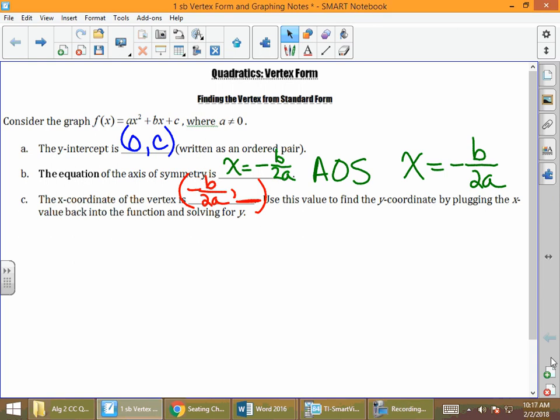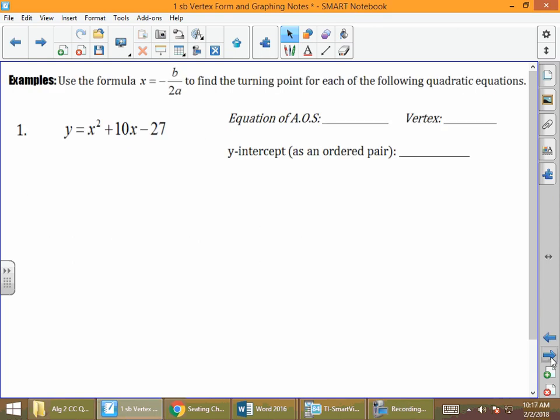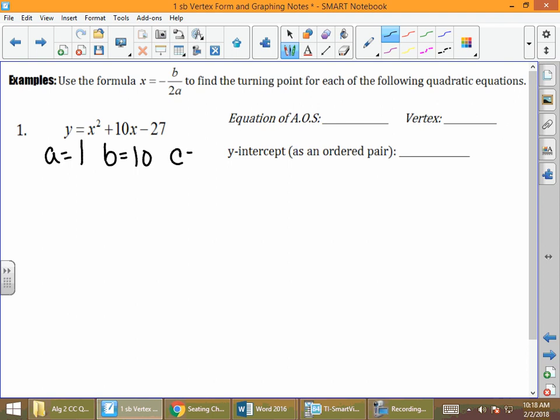So let's look at a couple of examples here. And what we want to find is the equation of the axis of symmetry, the vertex, and the y-intercept written as an ordered pair. And we can fall back on what we did in the last unit, which is to say a is 1, b is 10, and c is negative 27.